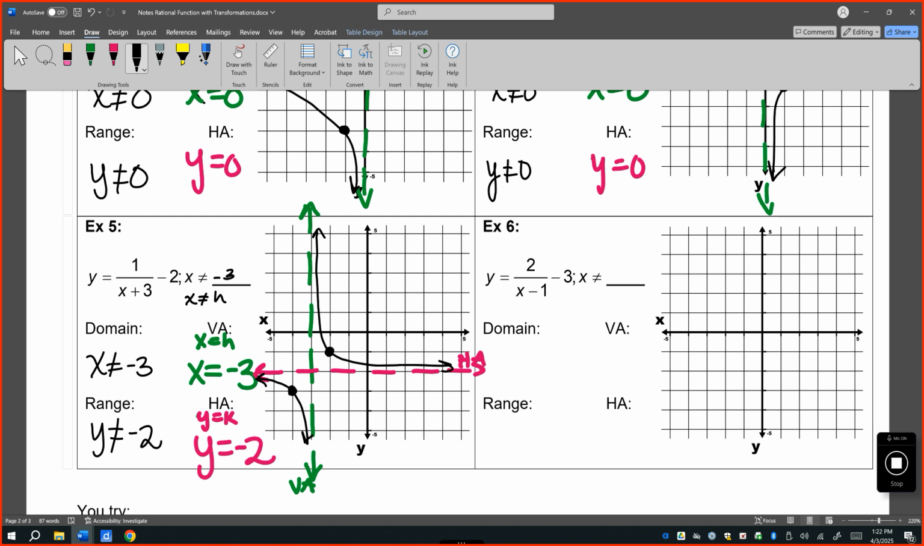Okay? Starting to get the hang of it? I promise you, if you do the color, you will get it. I promise. All right. Last one that I'm going to do with you, and then you're going to try too.